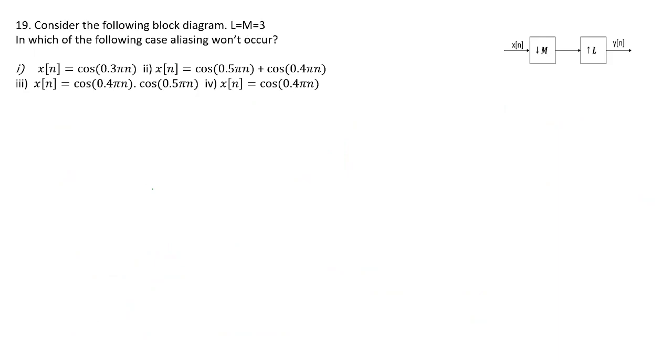And this is a similar question: in which of the following cases is aliasing not going to occur? For aliasing not to occur, your input x[n] should be band limited to pi by M, that is pi by 3. This is a sufficient condition. So let us check one by one.